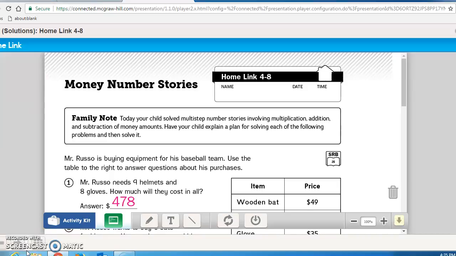You also need to complete Math Journal page 129. Math Journal page 129 is an assessment check-in. So I need to check that in and check it off on my paper to show that you knew it and understood it. Thank you. This is the end of lesson 4-8.